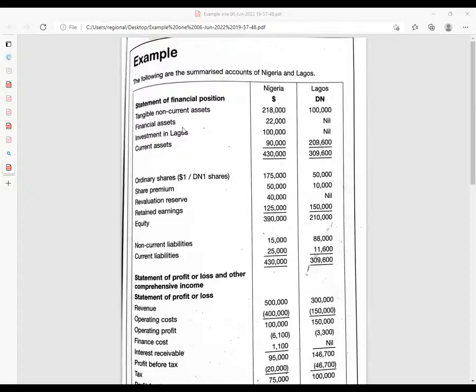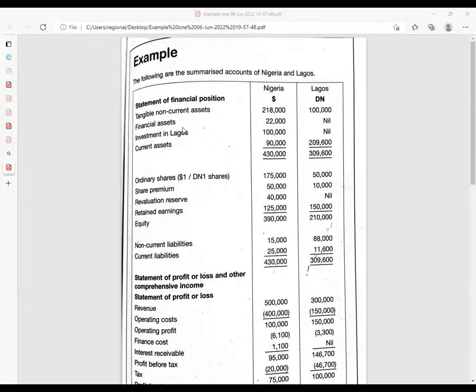We have financial assets there. The third thing there is investment in Lagos. There is no way we shall have an investment in Lagos. Lagos is our subsidiary. We can't really talk of us investing in ourselves. Investment in Lagos will be replaced with what we call goodwill.